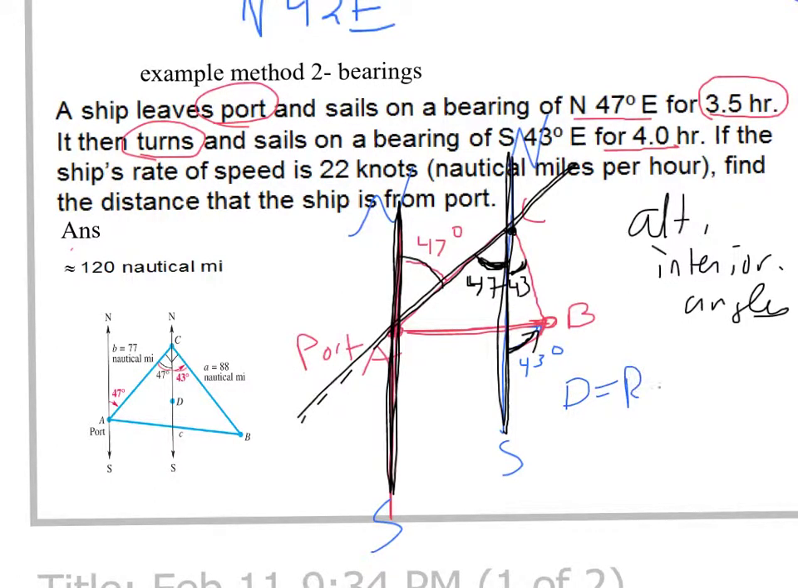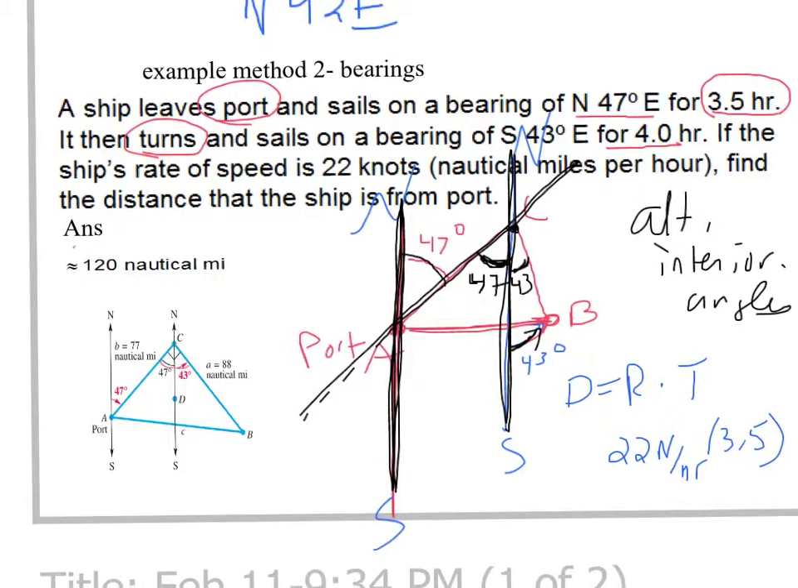So you know distance equals rate times time from algebra. So the rate is 22 nautical miles per hour. So I'm going to write 22 nautical miles per hour. But on your first path you were traveling for 3.5 hours. So whatever 3.5 times 22 is, aha, that's 77.